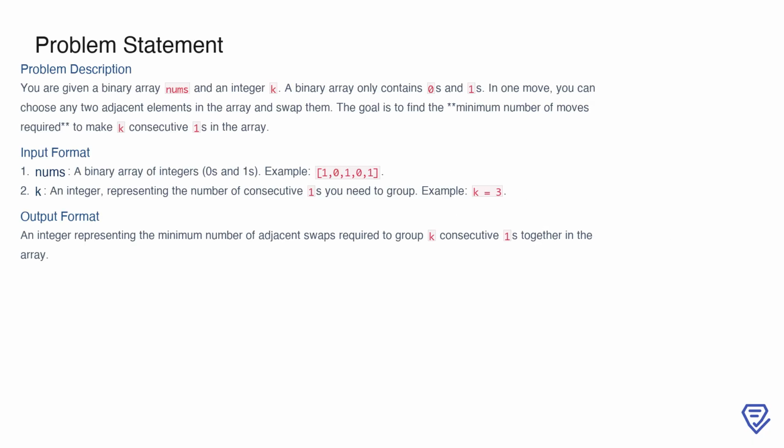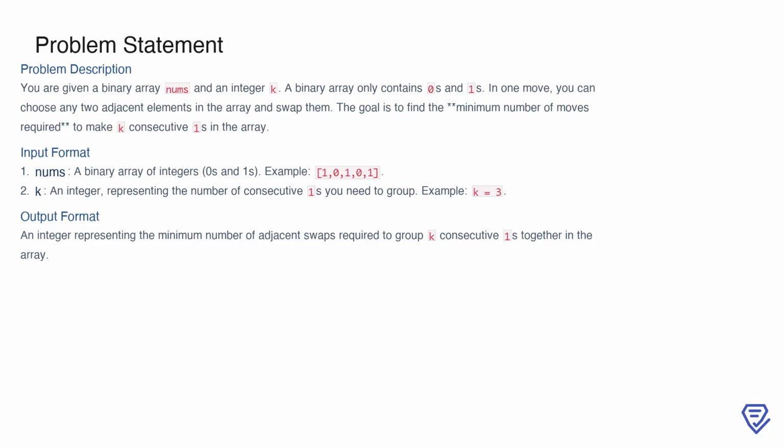In this problem, we are working with a binary array called nums, which only contains the numbers 0 and 1. Our task is to determine the minimum number of adjacent swaps needed to group exactly k consecutive 1s together in the array. A swap allows us to exchange two adjacent elements, which means we can move a 1 one position at a time to bring it closer to another one.